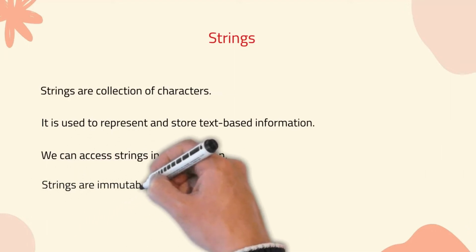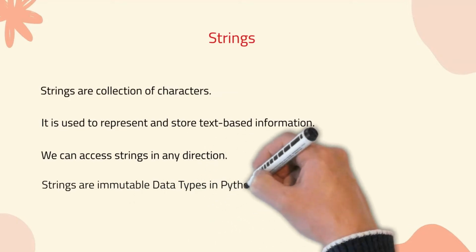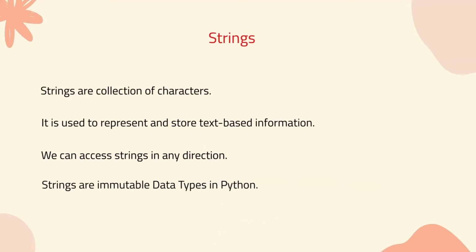Strings are immutable data types in Python, which means that once a string is created, it cannot be changed. You can replace the complete string by assigning a new value to it, but the characters of the string cannot be modified.